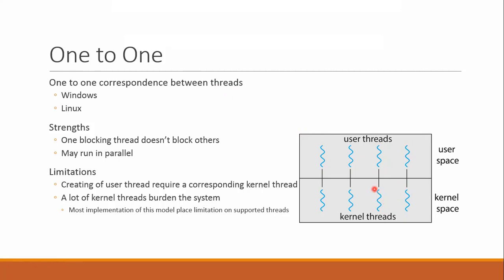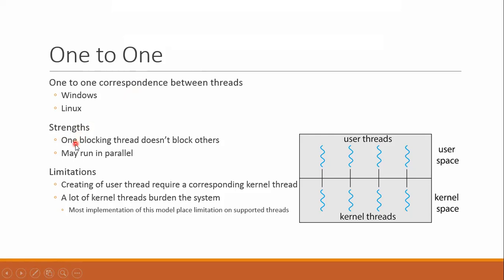So every user level thread that a process creates is known to the operating system, or that thread is known to the kernel, because for every user level thread, it has to be a kernel thread as well. Operating systems such as Windows and Linux support this model, the one-to-one model.